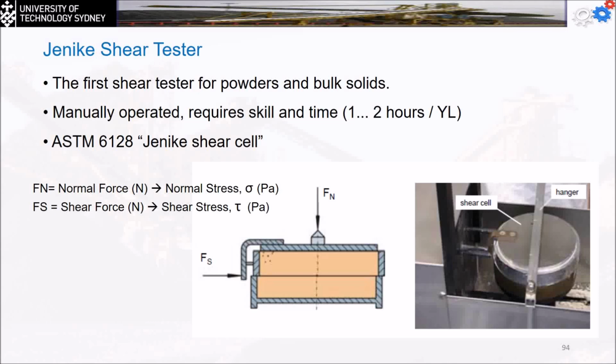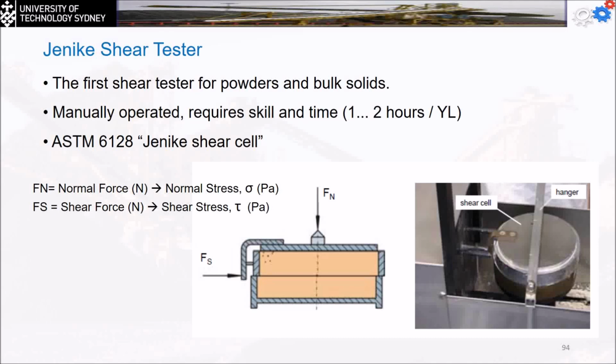So it pushes and determines shape. Yeah. Okay, so that's the standard, the American standard for the Jenike shear cell. Well, actually, I thought about buying one for us, but as long as the civil engineers have one, we don't have to buy one.